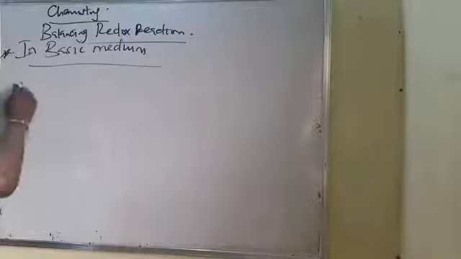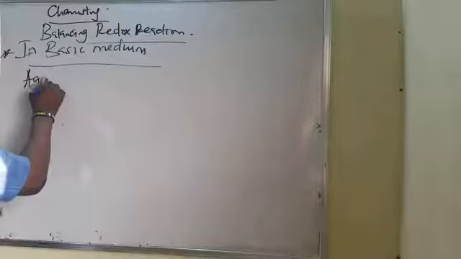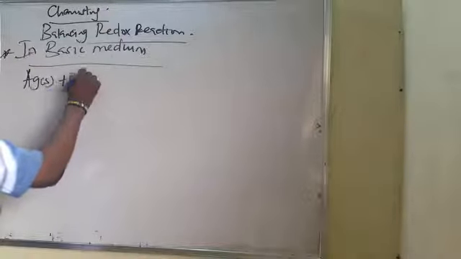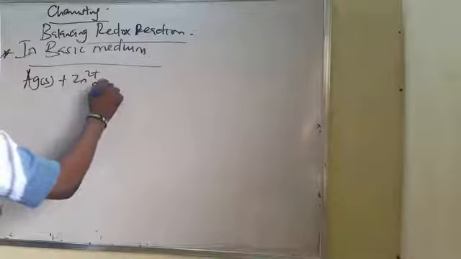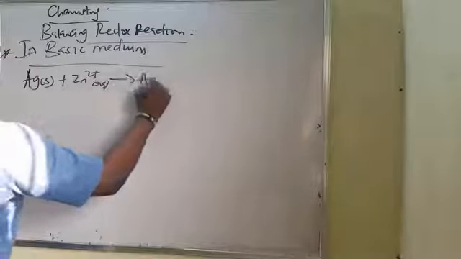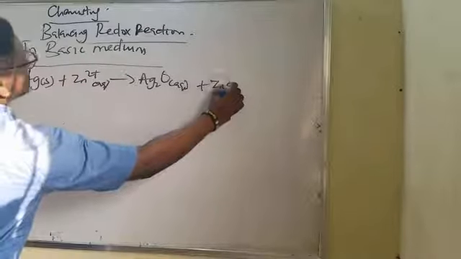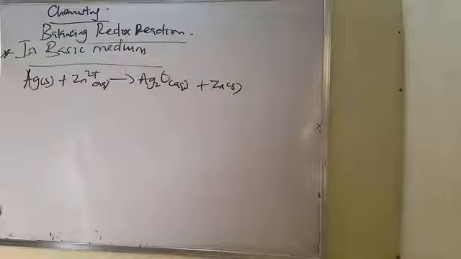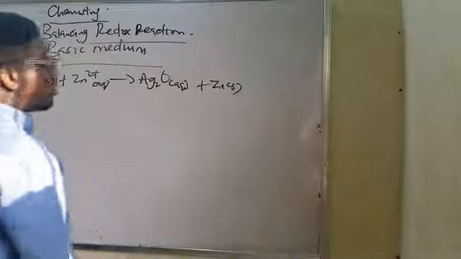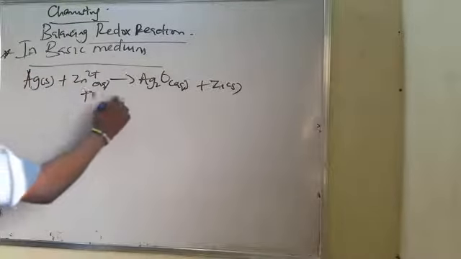Okay, let's assume we have a question of Ag silver solid plus Zn2 plus aqueous to give you Ag2O aqueous plus Zn solid. Now, the first thing you should identify is what? The reduction and oxidation. Obviously, Zn here is 0 because it's uncombined, and here it is 2 plus. This is plus 2, this is 0.